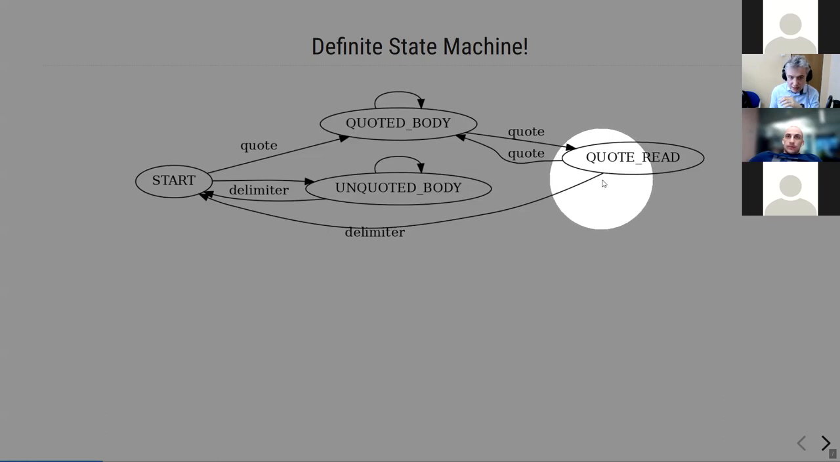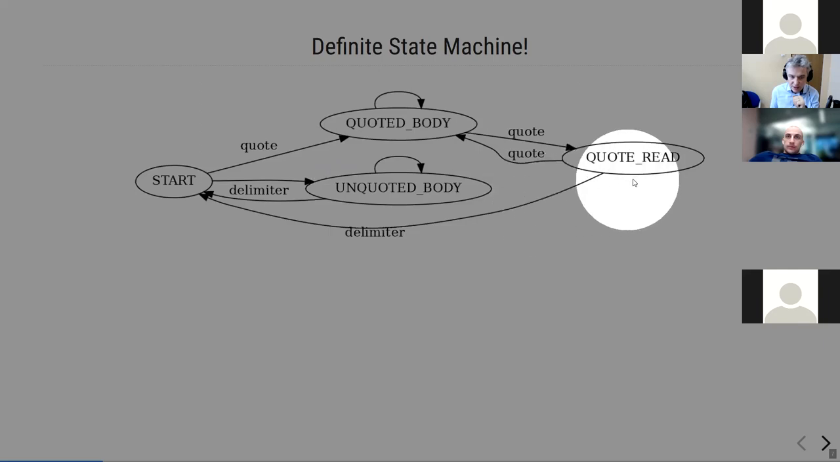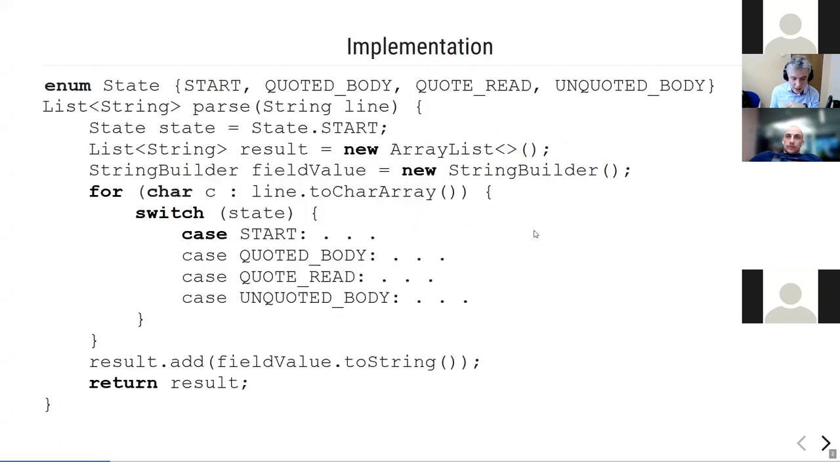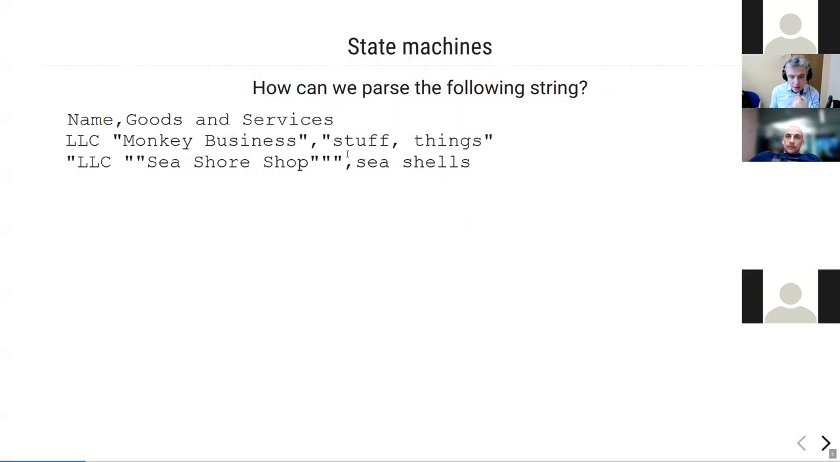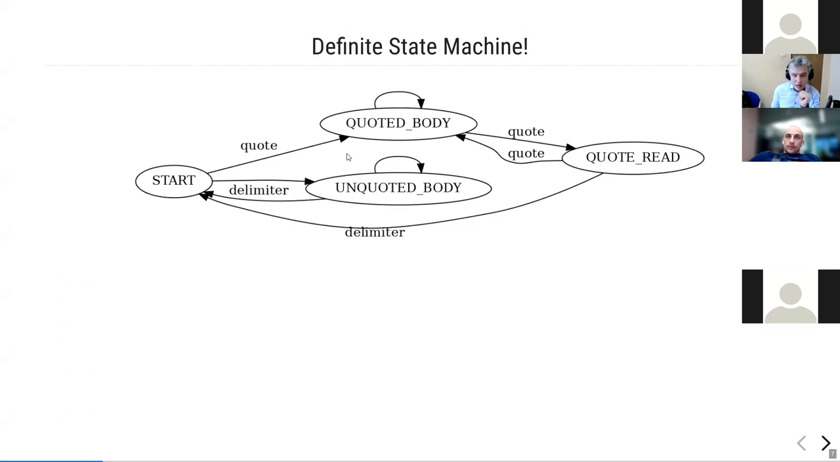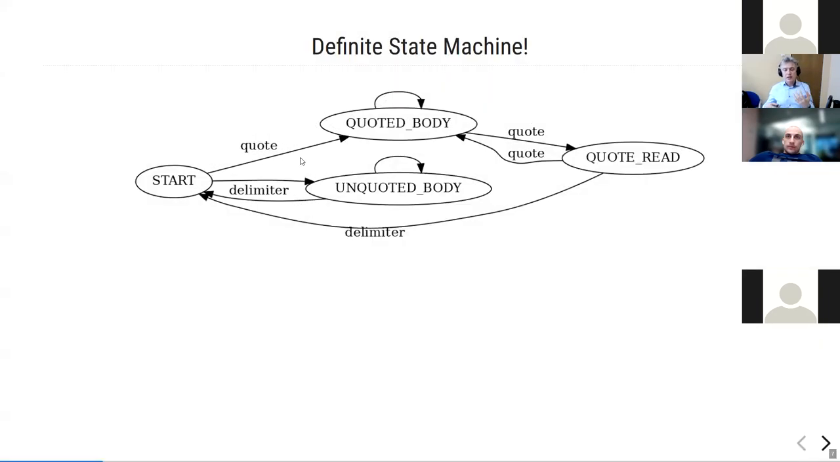And from this state, we can determine if there is another quote read, then we have quote in a sequence, and it's going to be this double quote that we should just deduplicate. If we read something else, like delimiter or space, then we just finished parsing our cell, and we can transfer to the start. So this is actually a program, a state machine, just explained in terms of a graph and transitions.